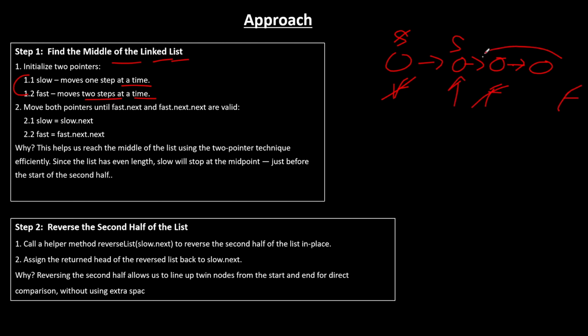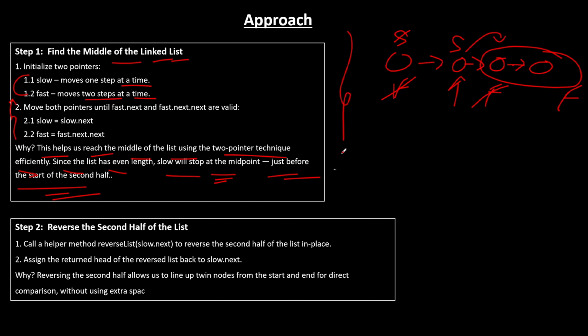So we're going to reverse this part. Fine. This is what is written here. And why are we doing this? To help us reach the middle of the linked list using the two pointer technique efficiently, right? So that we can use the two pointer technique easily. Since this list has an even number of nodes, slow will point at the midpoint just before the start of the second half, because this is the midpoint and slow's next will be the one which we will be reversing. Fine. So this is how we will clear our step one by finding the middle of the linked list.